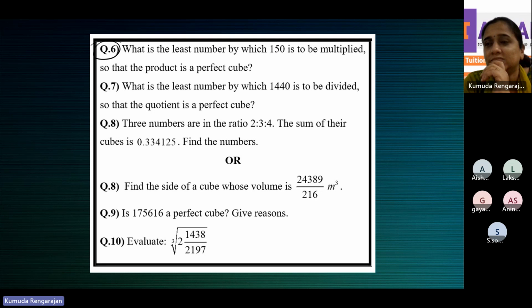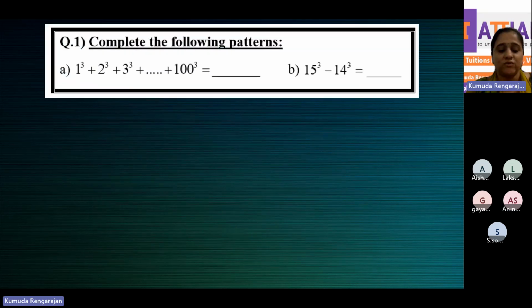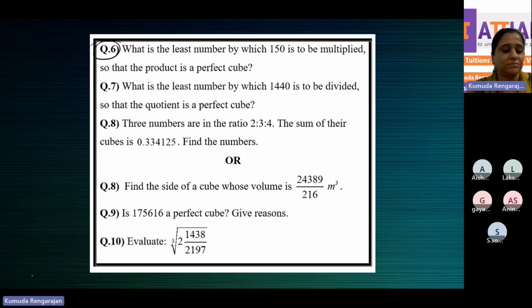180, huh? 180 is a number. Ma'am, I got the answer as 18. 18. Yeah, so if you multiply 150 with 18, it should be a perfect cube. 18 into 150, is it? Okay, tell me the factorization of 150.